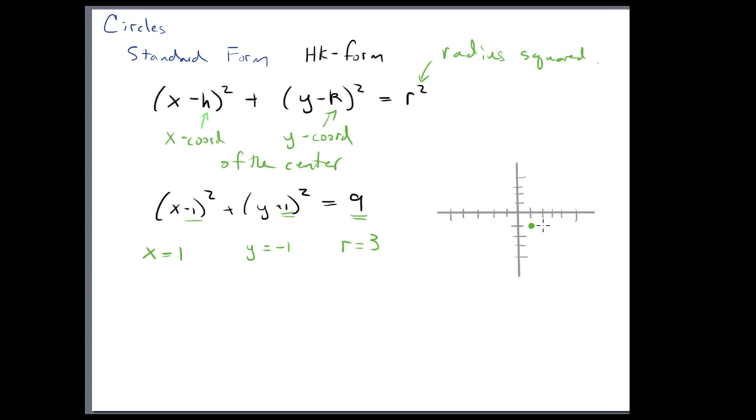My radius is 3. 1, 2, 3. There's the one edge. 1, 2, 3. There's the other edge. There's my circle. And that's the standard form of a circle.